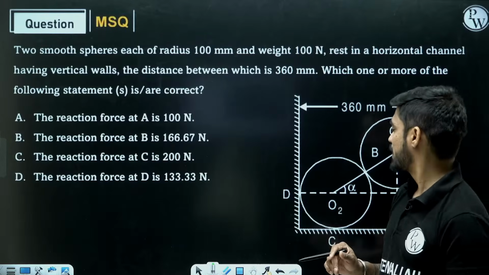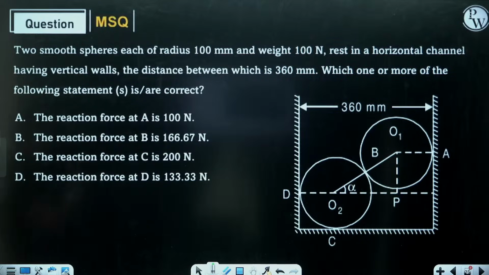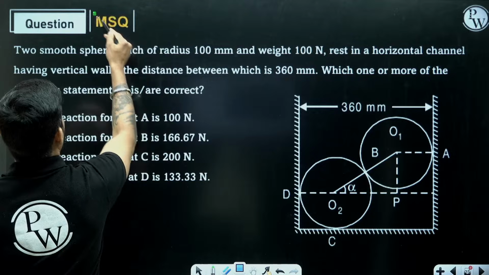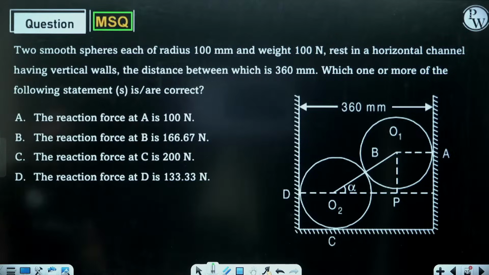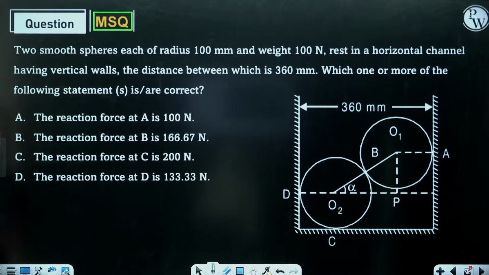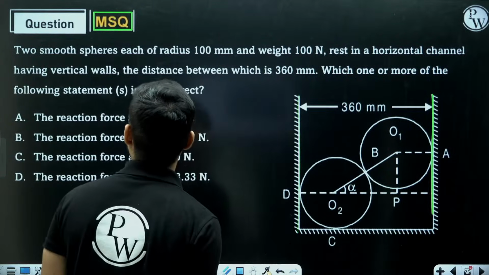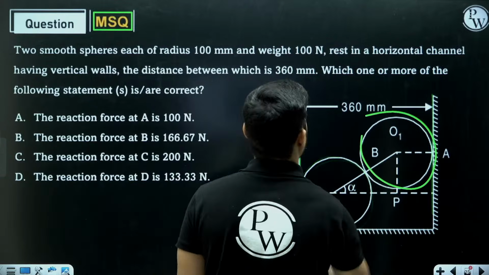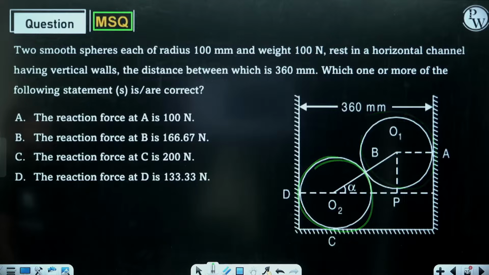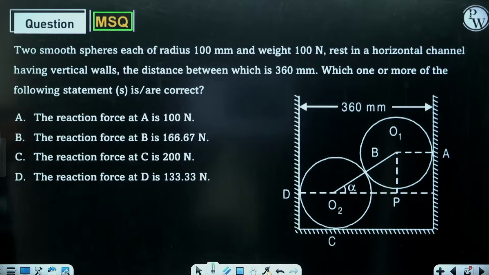Now this is another interesting question, and let me tell you, you will find this type of question in previous year questions also. In GATE also, you will find this type of question in the exam. Now another MSQ question, let's solve this one. Two smooth spheres, each of radius 100 mm and weight 100 Newton, rest in a horizontal channel having vertical walls. We have two spheres, both are smooth, no friction. The distance between the channel vertical walls is 360 mm. Which one or more of the following statements is or are correct?